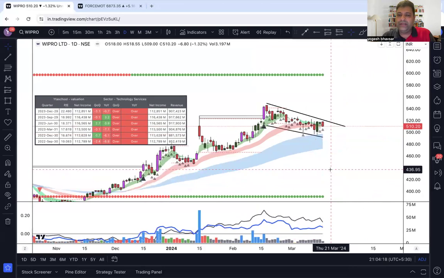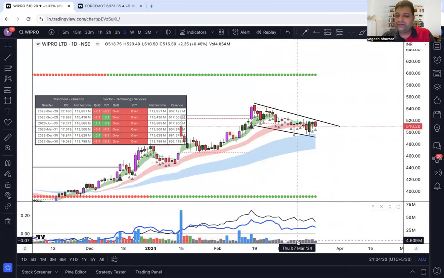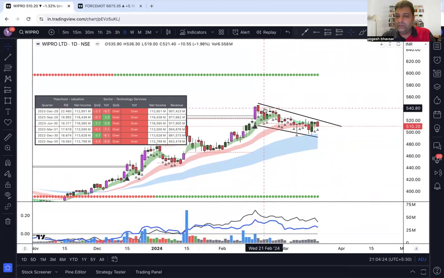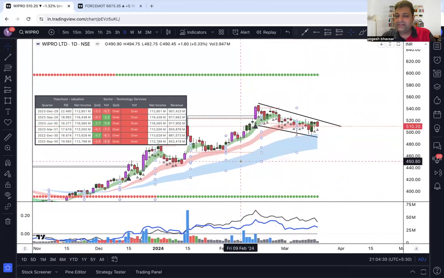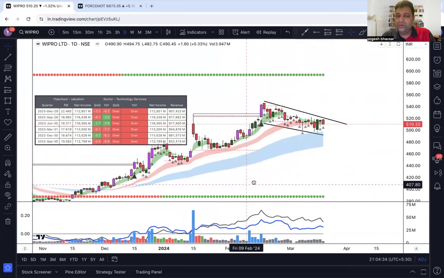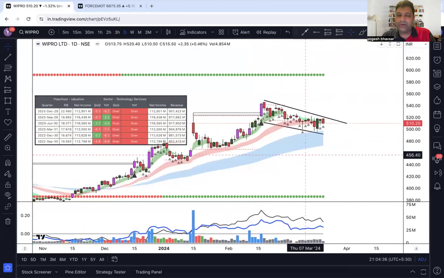On the daily time frame, we can see relative strength is above zero. Both the relative strengths are above zero. The stock is consolidating and the green is penetrating under the red, but it is taking a support on the blue long-term channel. What will happen in a particular time is that, let me get the brush so that I can explain to you.